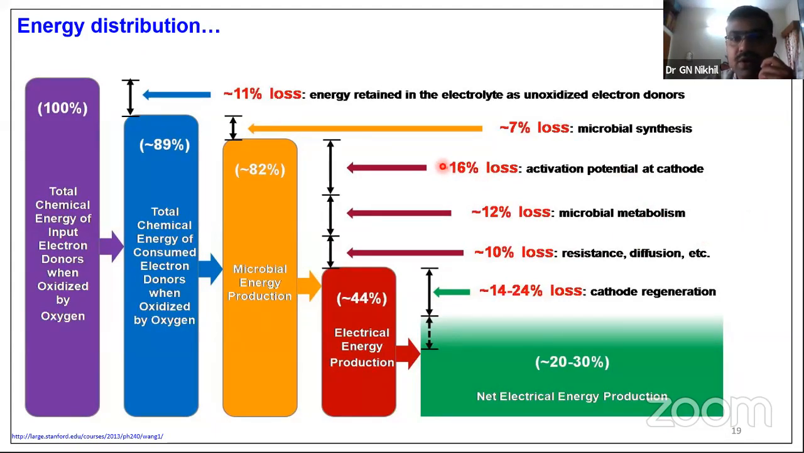Right? So there are different losses attributed: microbial synthesis, activation potential, microbial metabolism losses, resistance. Because whatever substrate you have given, you don't know how the microorganism behaves. Your objective is electricity production, but this is where so many losses occur. Even at the cathode, you can see here, cathode regeneration. Just as the anode biofilm formation is important, the cathode is equally important, or sometimes, in some literature, people have reported that the cathode is much more important than the anode.